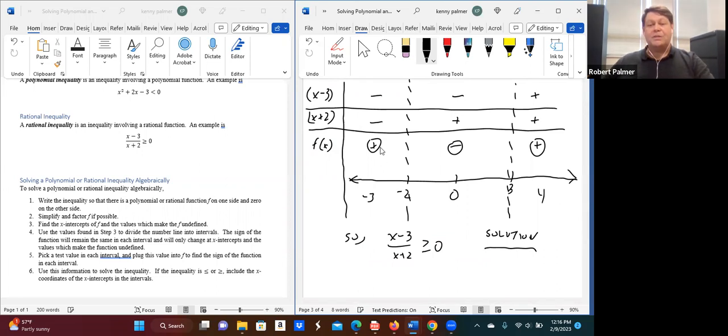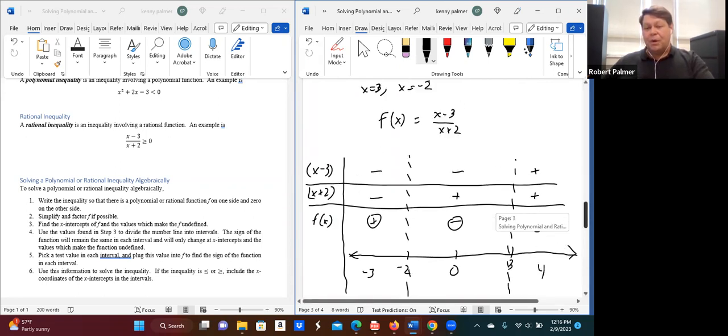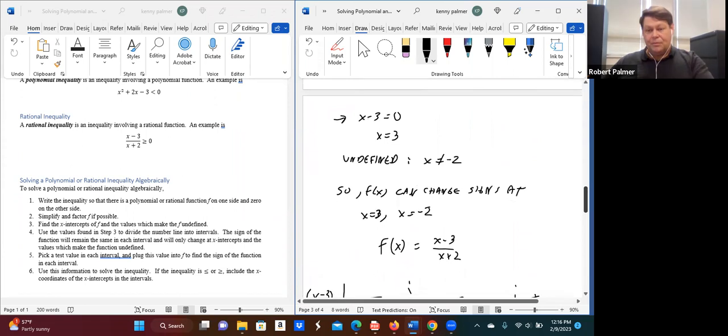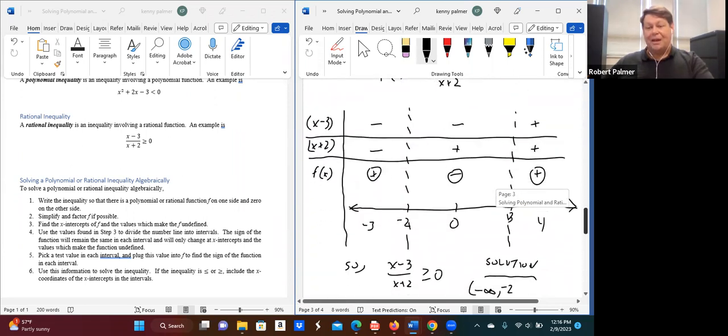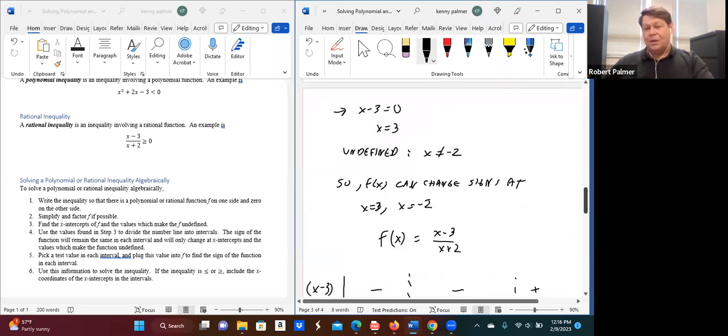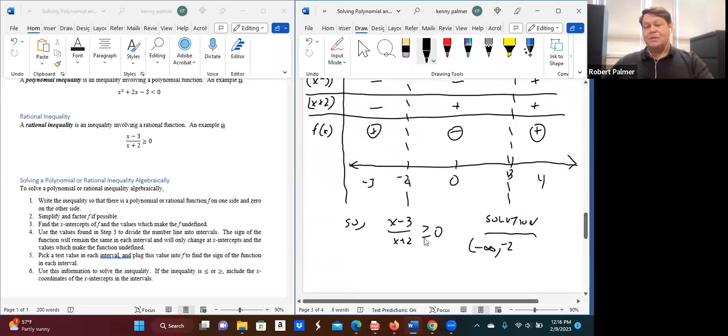Okay, so it's positive in this interval, which goes from negative infinity to -2. In this case, parentheses. Now here, -2 was where we had a vertical asymptote. That's where it was undefined. And we say it's undefined at -2. So that endpoint, even though this is greater than or equal to, is not included.